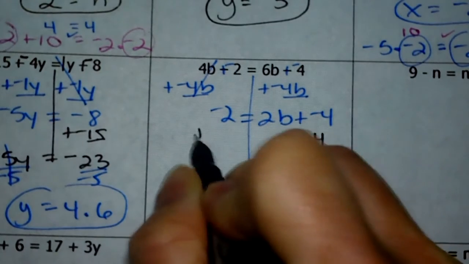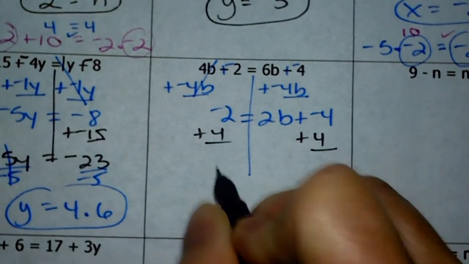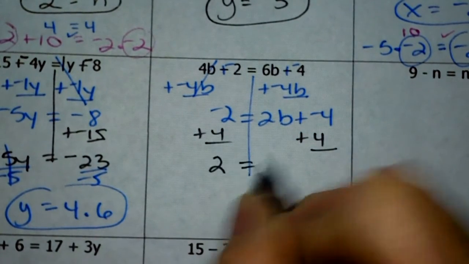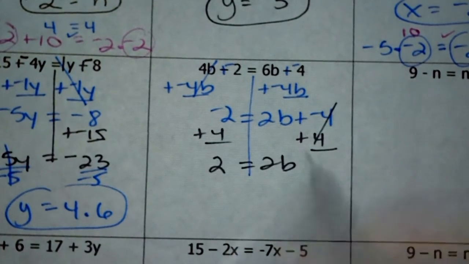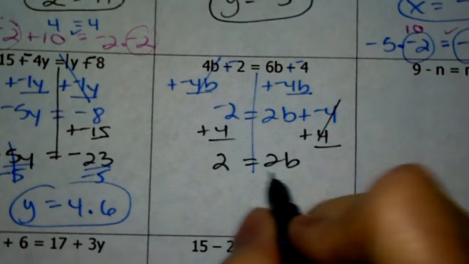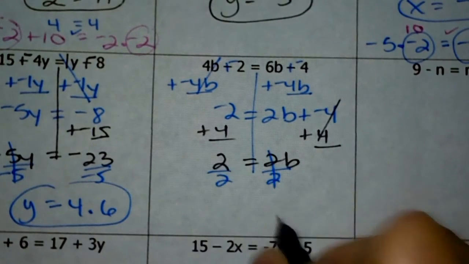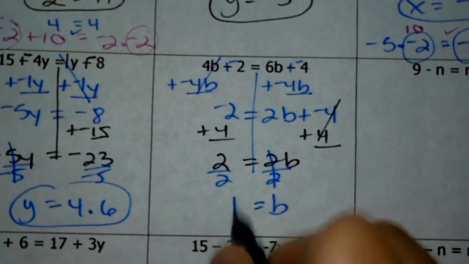4 by adding a positive 4. Negative 2 plus 4 is 2, and 2b is left on this side. Now to get rid of this 2 that's being multiplied by the b, we're just going to divide by 2. And 2 divided by 2 is 1, and 1b is b, and 2 divided by 2 is 1 again.